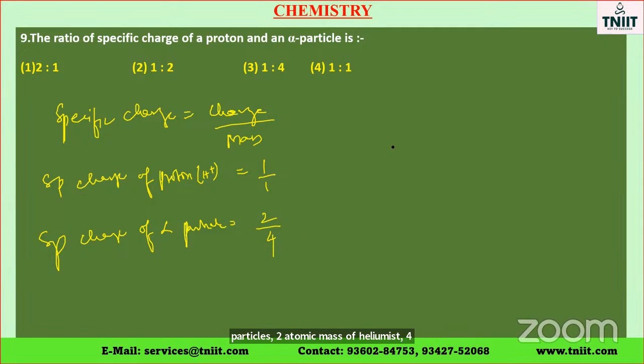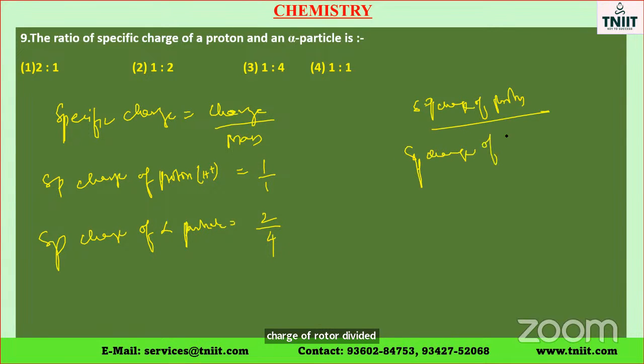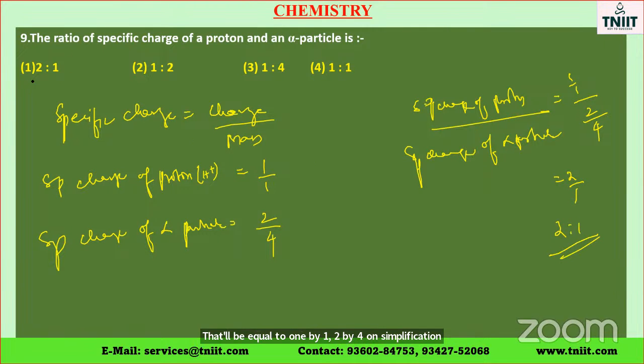So the ratio they're asking will be the specific charge of proton divided by the specific charge of alpha particle. That will be equal to 1 by 1 divided by 2 by 4. On simplification, we get 2 by 1, or a 2:1 ratio. Therefore, the answer for this question is option 1. It is a simple question. You should know the charge and mass.